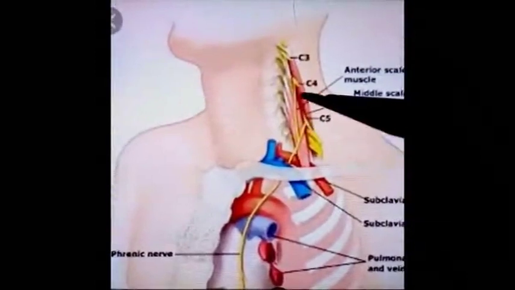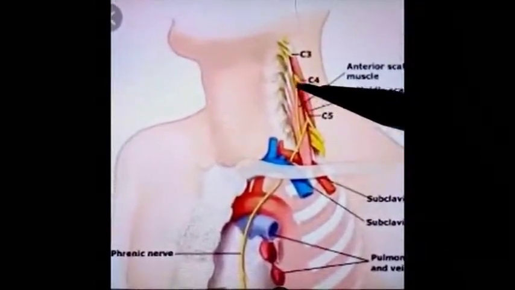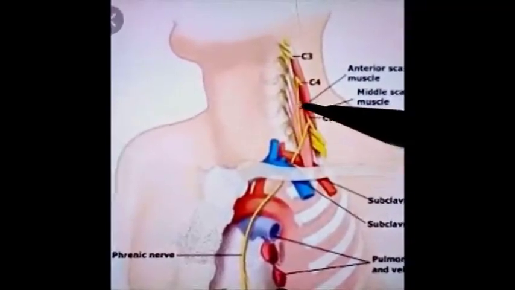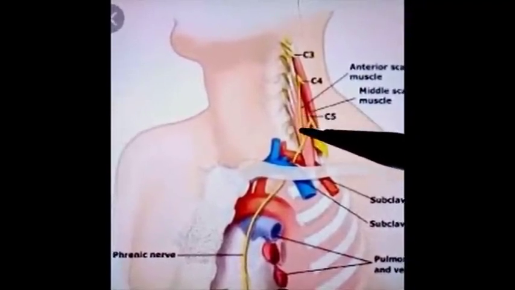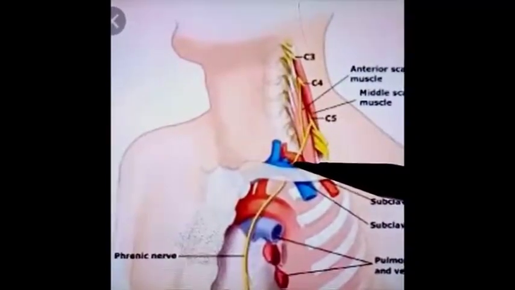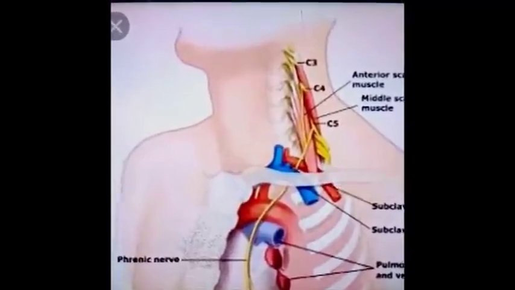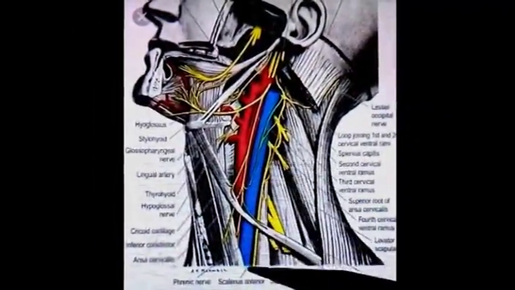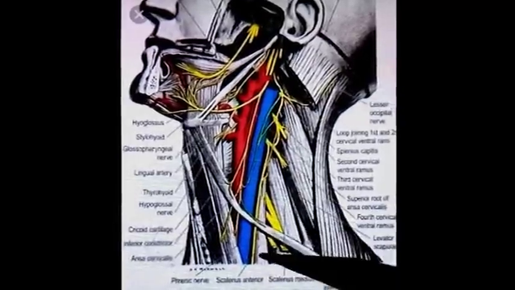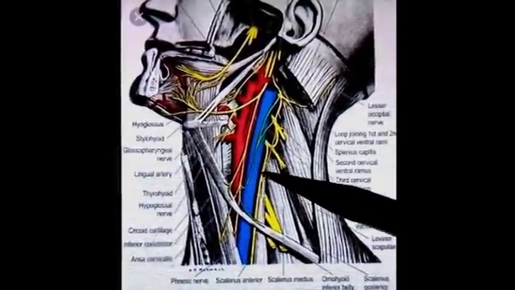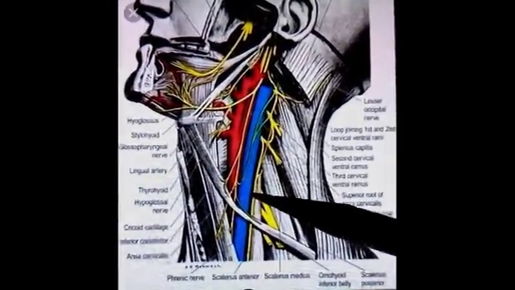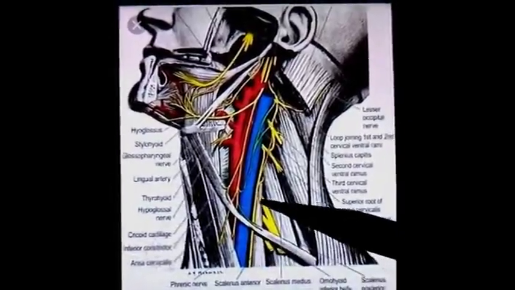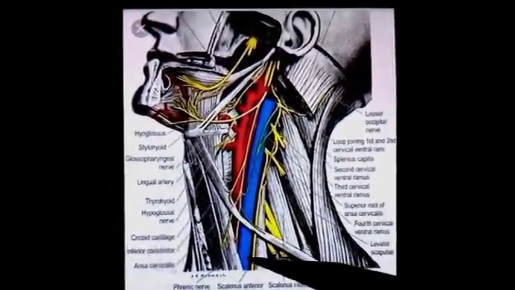The nerve runs vertically downwards from its origin on the anterior surface of the scalenus anterior muscle. This muscle is obliquely present in the neck area, so the nerve appears to cross from lateral to medial side in the neck. In this diagram we can see the phrenic nerve running downwards, and this is the scalenus anterior muscle. The nerve first forms at the lateral border of scalenus anterior, then it runs on the anterior surface of scalenus anterior, and because of the obliquity of the muscle, the nerve appears to cross the muscle from lateral to medial side.